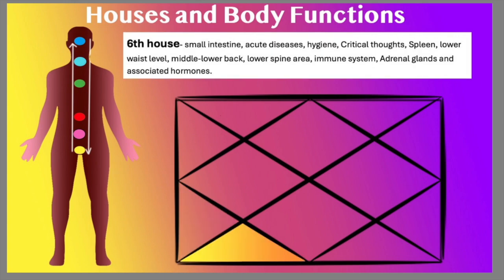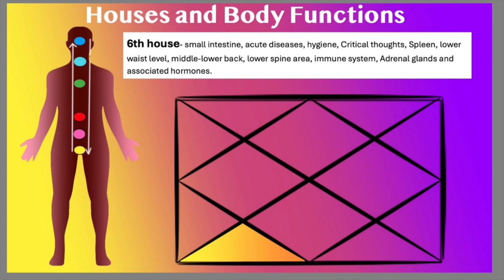Talk about sixth house now. We come to the sixth house area. Intestines. You keep going from top down. Okay, we are going from top down. Sixth house is everything below the navel. Small intestines, acute diseases, hygiene, critical thoughts, spleen, lower waist level, mid-lower back, lower spine area, immune system, the adrenal glands. See there, adrenaline comes from there.